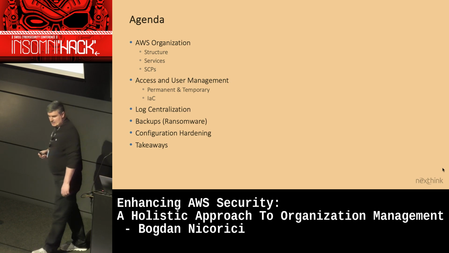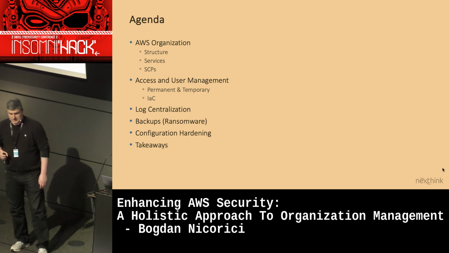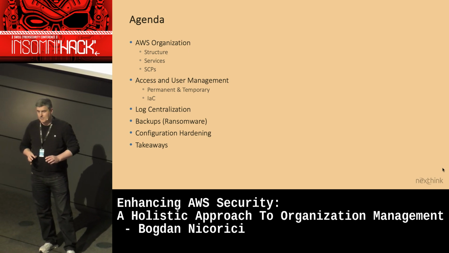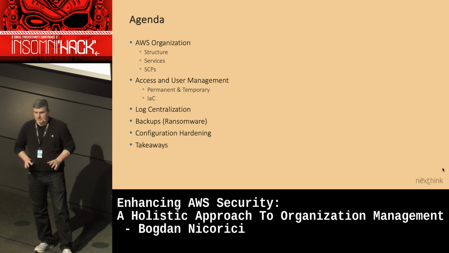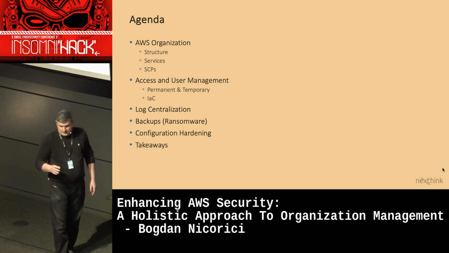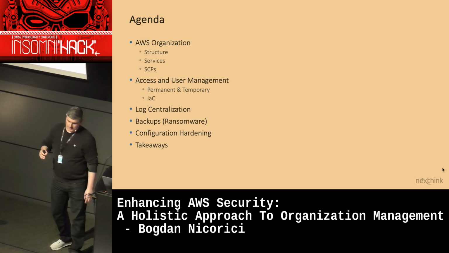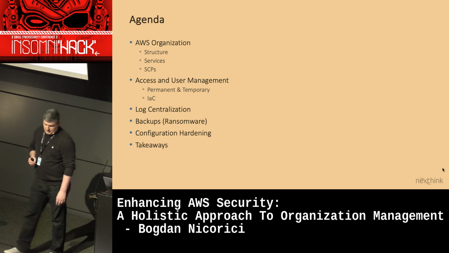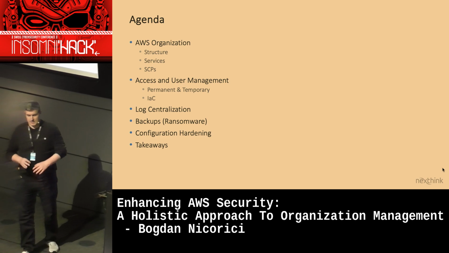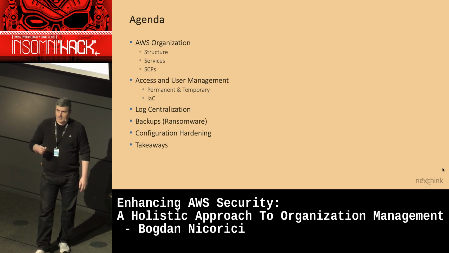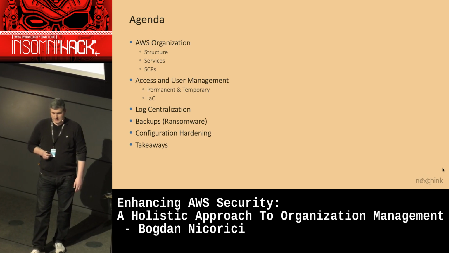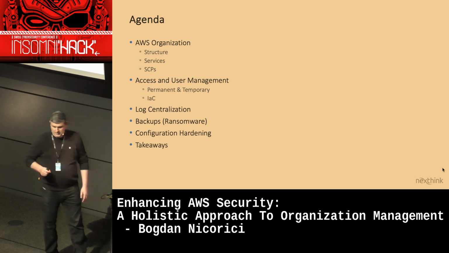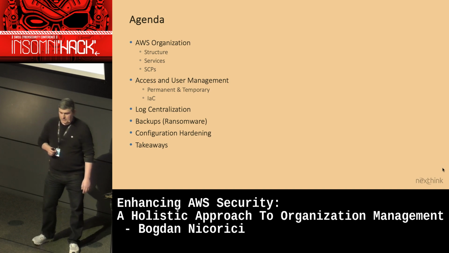Just an overview of the agenda. We're going to start a bit discussing about the AWS organization structure. So I'm going to say AWS a lot in the talk, so bear with me. The AWS organization, we deployed it with a specific structure. I will touch a little bit about the services that work generally with the AWS organization. SCPs, I will explain a bit later what an SCP is and how we use them. We'll focus a little bit as well on access and user management.